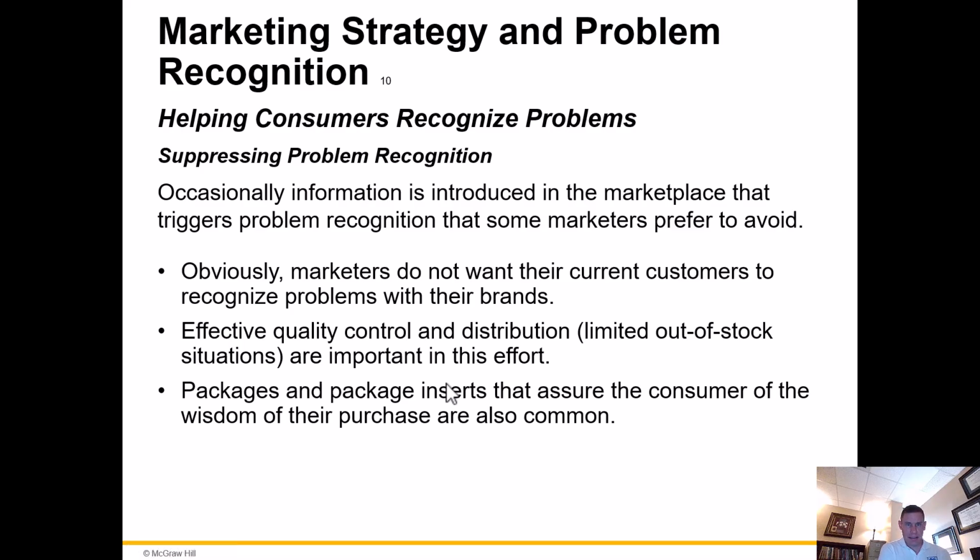And suppressing problem recognition in the wider context of helping consumers recognize problems. Occasionally, information is introduced in the marketplace that triggers problem recognition that some marketers prefer to avoid. Now, obviously, marketers do not want their current customers to recognize problems with their brands. So effective quality control and distribution, limited out-of-stock situations, are important in this effort. Packages and package inserts that assure the consumer of the wisdom of the purchase are also common. This is a good way to reinforce that somebody is making a good decision.